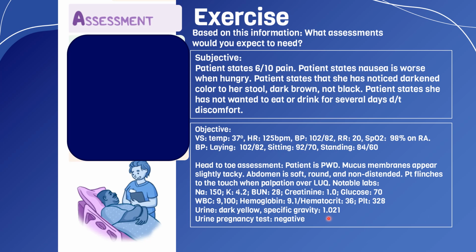I don't know if they're bleeding or not yet. Their hemoglobin and hematocrit are low, but not critically low, but their platelets are okay. So even if they were bleeding, they can make a clot. And so these are all things that I'm starting to pull together from my assessment.